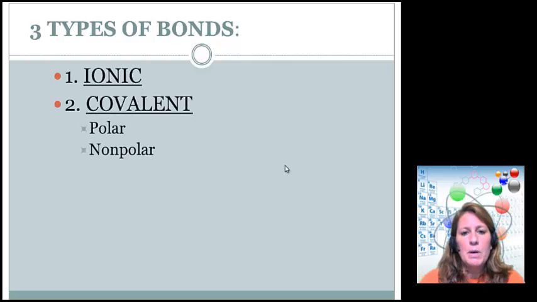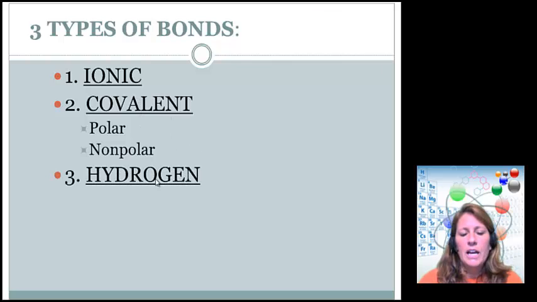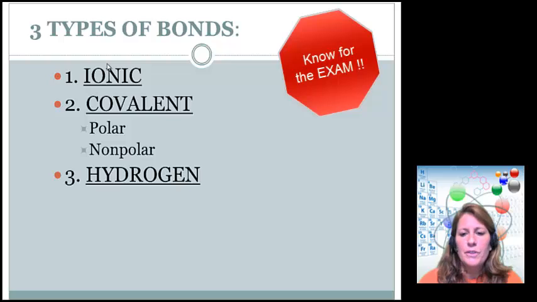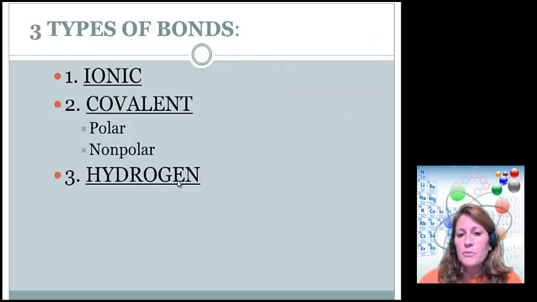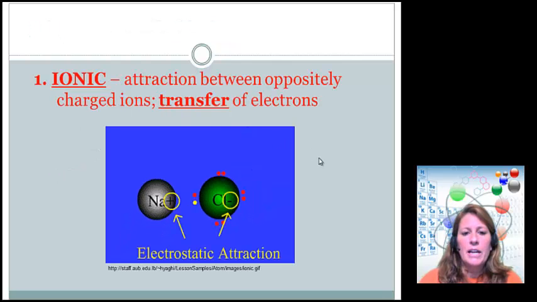Okay, so 3 types of bonds. There'll be several questions about this. So the 3 are ionic, covalent, and hydrogen. We're going to, in this unit, focus on ionic and covalent. We'll mention some about hydrogen because we'll look at that in the water molecule, but the water molecule also can have covalent. So let's start with ionic.